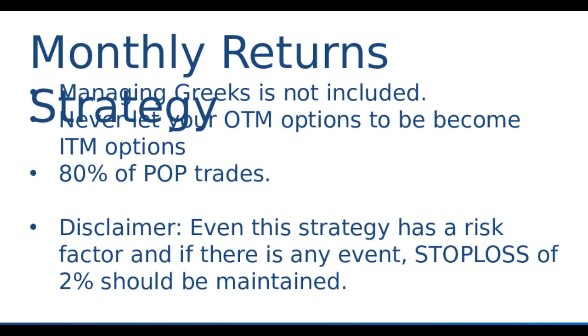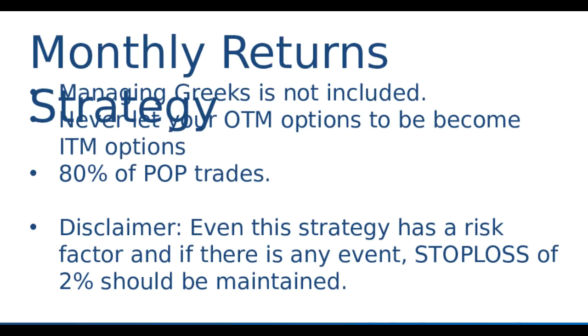What you have to think is that the probability of profit of a trade is higher on the selling side, which I'm giving as 80%. I don't want to mention it as 95% and have you people getting carried away. The disclaimer is that even this strategy has a risk factor, and if there is any event, a stop loss of 2% should be maintained. That means you're keeping a 2% profit target, like a 1:1 scenario.